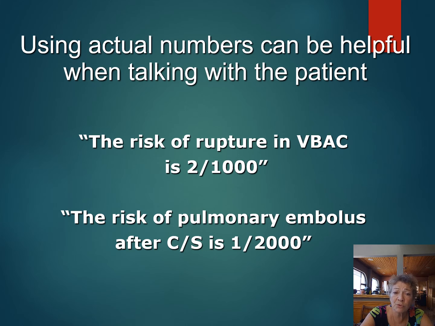So for example, the risk of rupture in vaginal birth after caesarean section is roughly 2 per 1,000. Or the risk of pulmonary embolus after caesarean section is 1 in 2,000. Now that gives you a sense, and should, even when you're talking to your patients and getting informed consent, give the patients more of a concrete concept to think about.